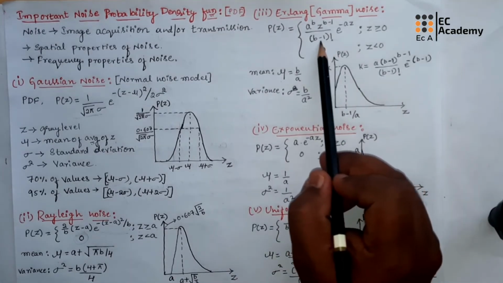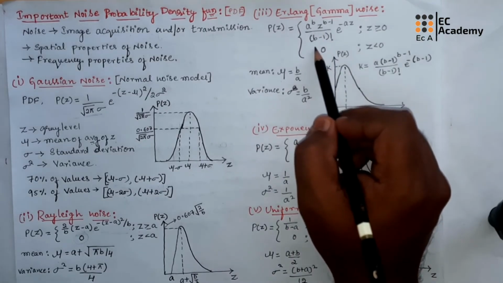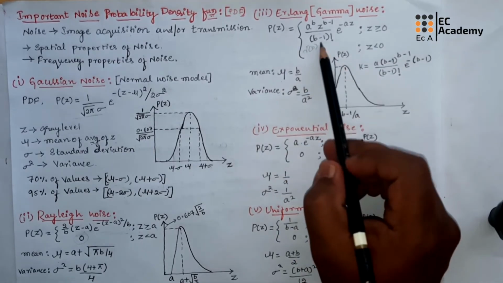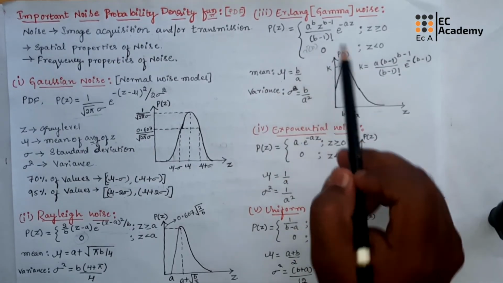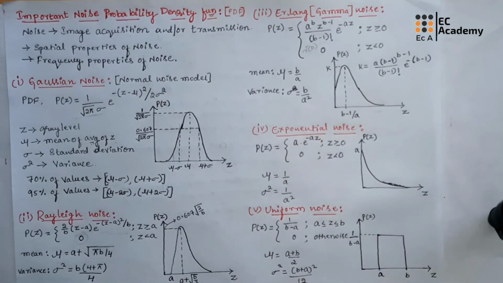This Erlang noise model is also known as gamma noise model only when the denominator term is gamma function, gamma of b. So, if the denominator function is gamma of b, then this model will act as gamma noise model.